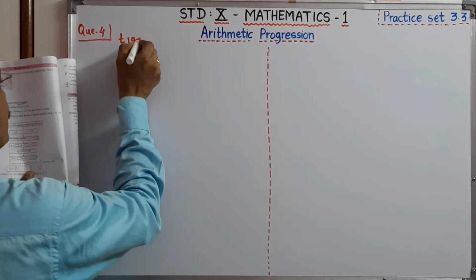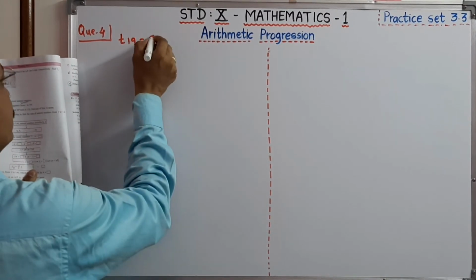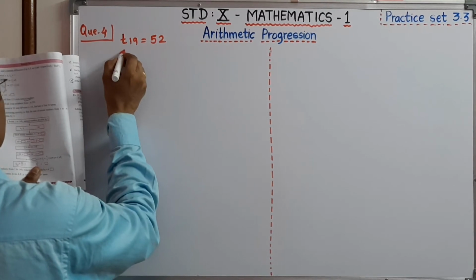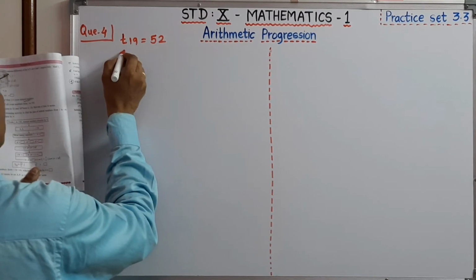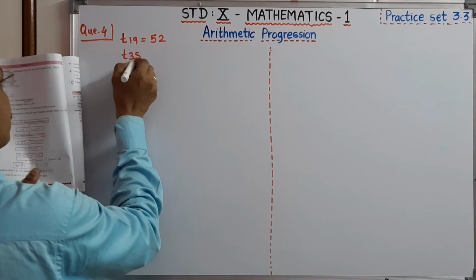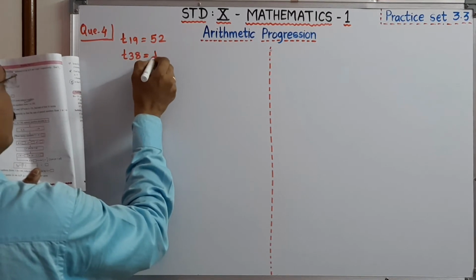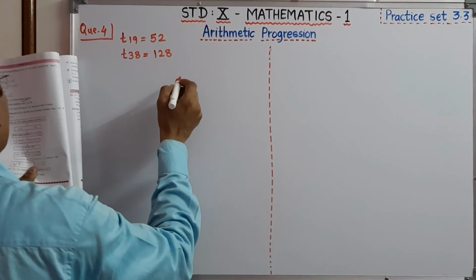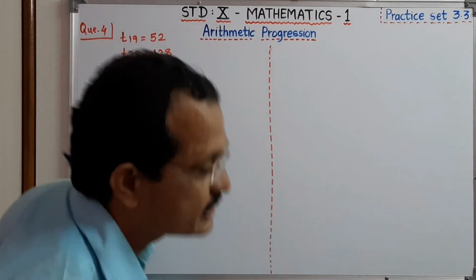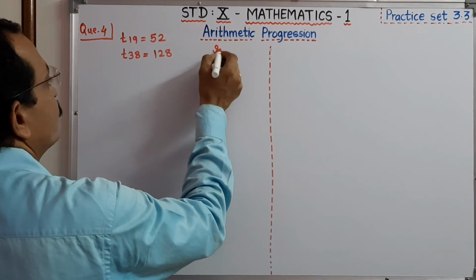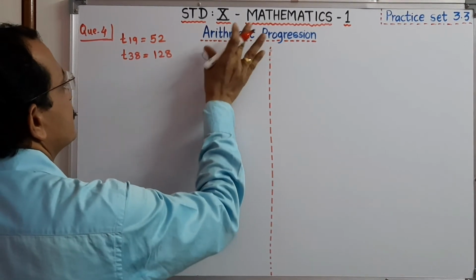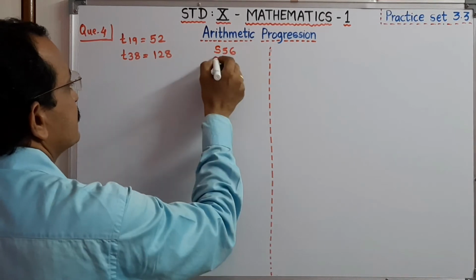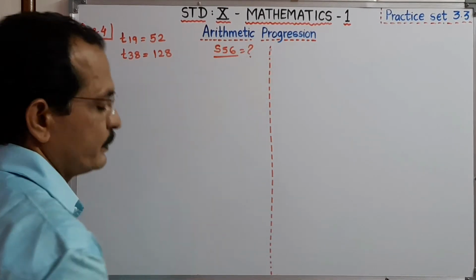T19, that is the 19th term, is 52. The second information is the 38th term, that is T38, is equal to 128, and we have to find the sum of the first 56 terms. That is, we have to find S56. S56 is equal to how much?